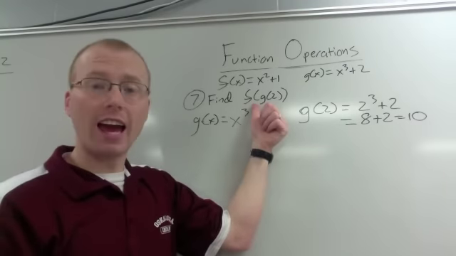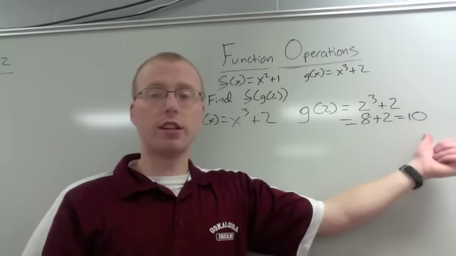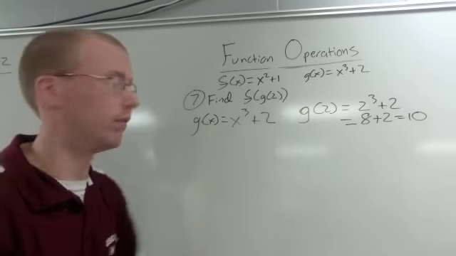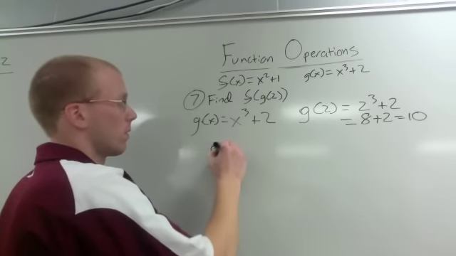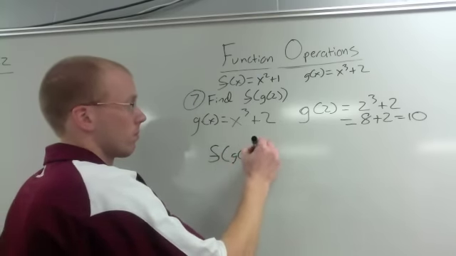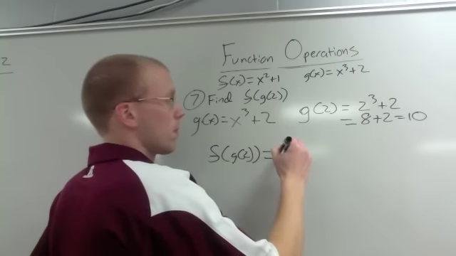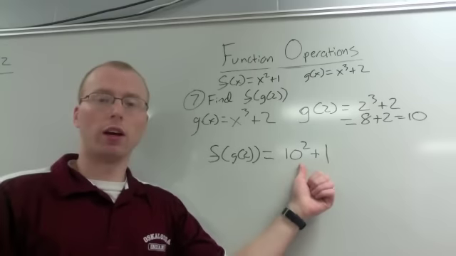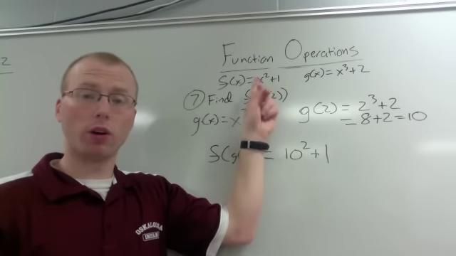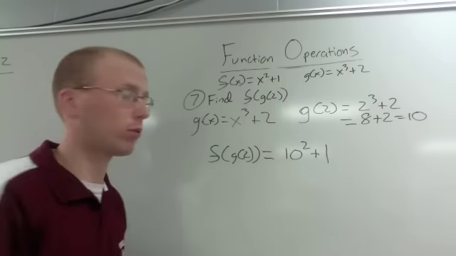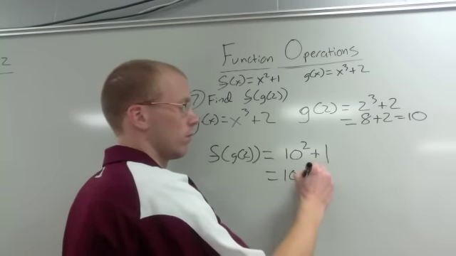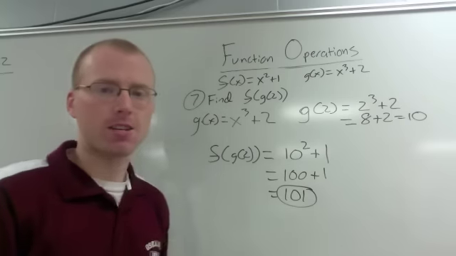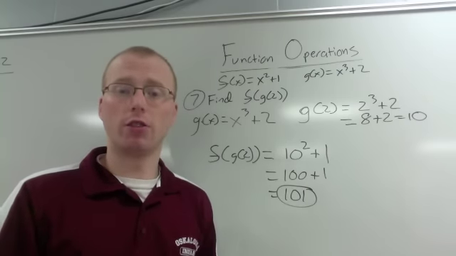Now if I want to find f of g of 2, I just need to take this 10 and plug it in for x in f. Again, instead of having x squared plus 1, I now have 10 squared plus 1. And our final answer is 101.